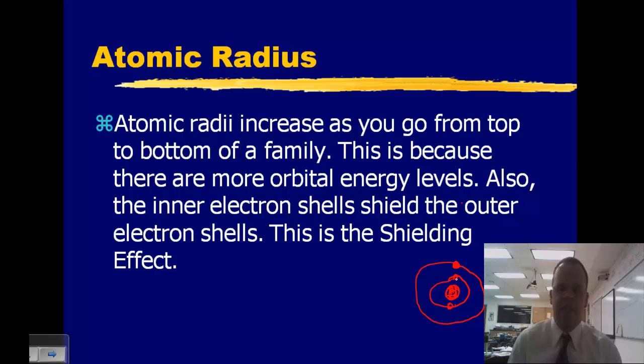And in some ways, we actually get a shielding effect. These lower energy electrons in the first energy level shield some of the positive charge from the electron further away. And we see this as we get higher and higher energy levels. So as we go down the periodic table, it increases in size.